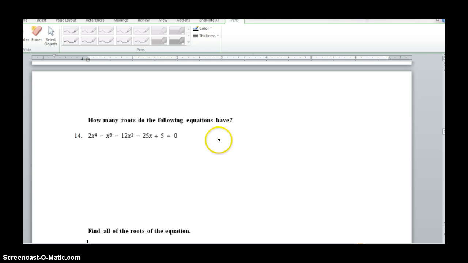How many roots do the following equations have? Well, kids, if you haven't caught on now, roots is the same thing as zeros and the same thing as solutions. How do we determine how many solutions, zeros, and roots? Look at the biggest exponent. Yes, it's going to be 4. Simple enough.